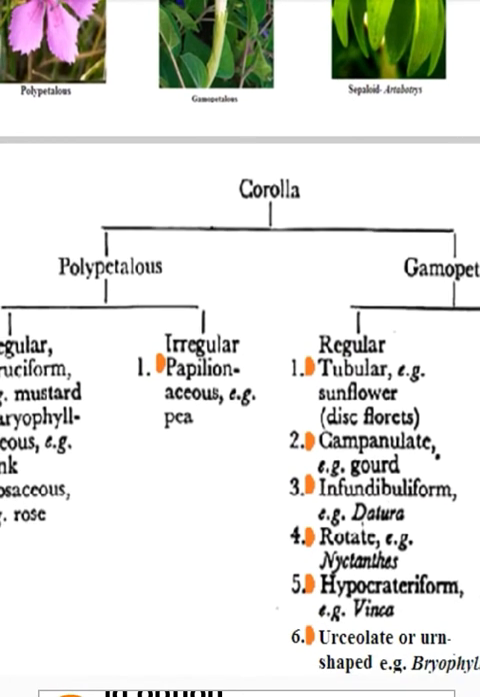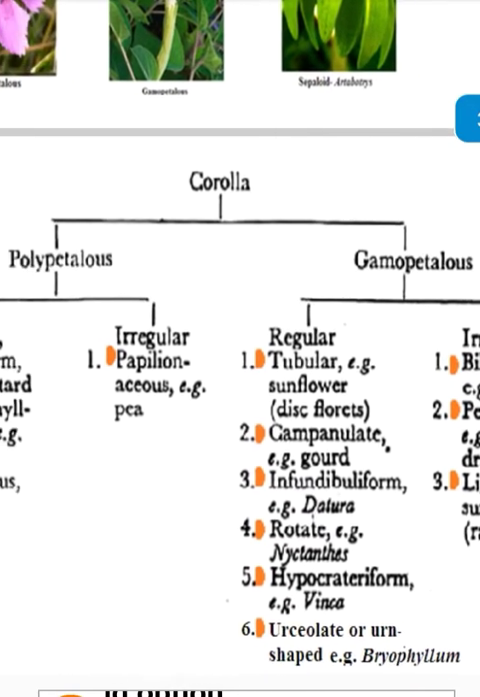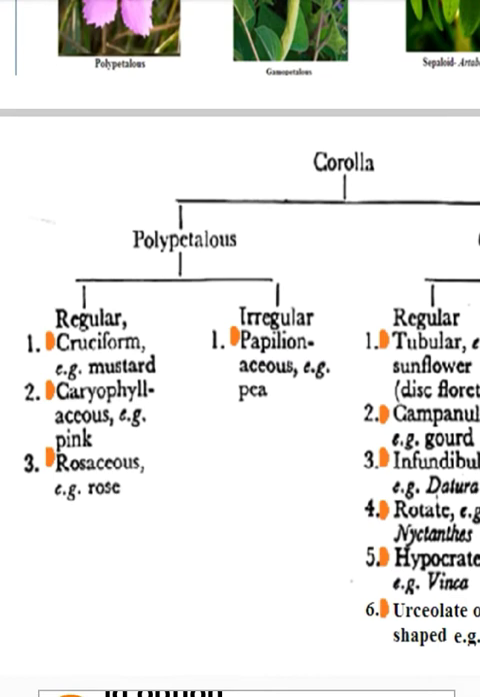Then the corolla is either polypetalous or gamopetalous, and again in the polypetalous, it is either regular or irregular. So first of all, what is meant by regular and irregular type of corolla? Regular, where all the petals are of similar size and shape. And in the irregular, petals are dissimilar, that means not similar in size and shape.